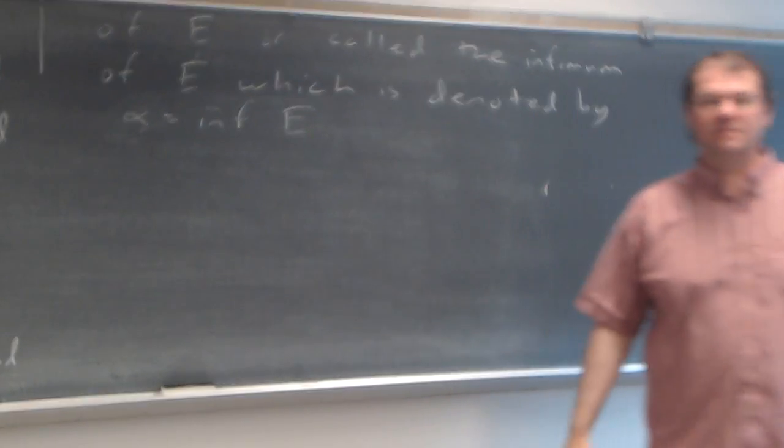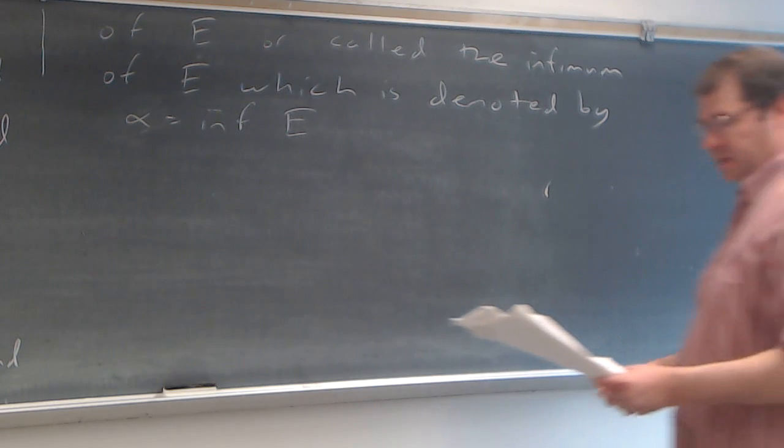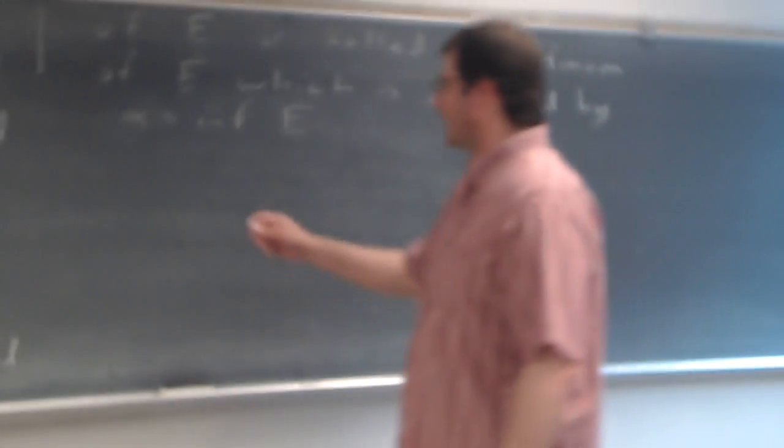Okay, so as I said, this is an analogous definition to what we had for the supremum. And so the greatest lower bound, it's a lower bound, and if you give me any element bigger than it, it's not going to be a lower bound. Okay? That's what it means. And what I want to do is give an example next.